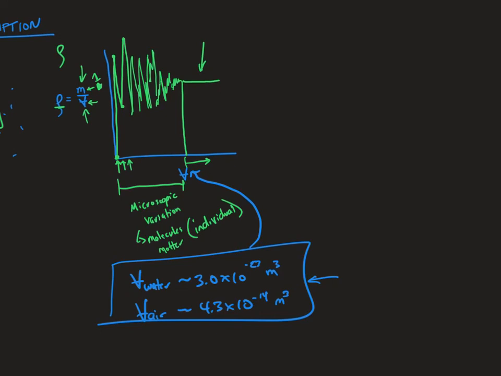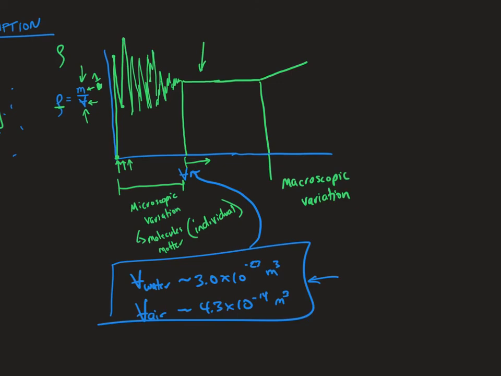I will make a note here, however, that as you keep going this way, eventually this will start to vary again. When that happens, we are in a volume that we would call macroscopic variation. That's where things are changing just because you're moving into different areas of the water or something along those lines.